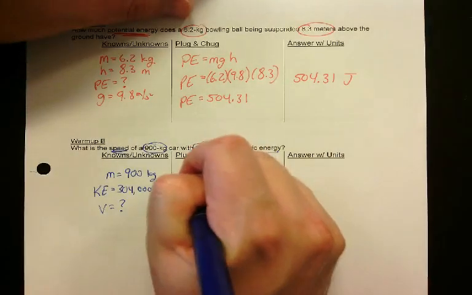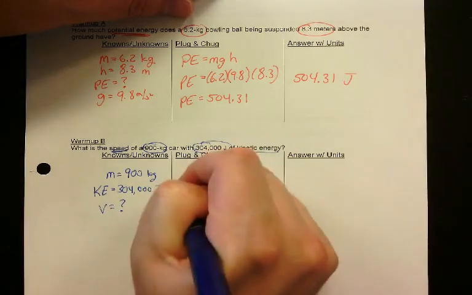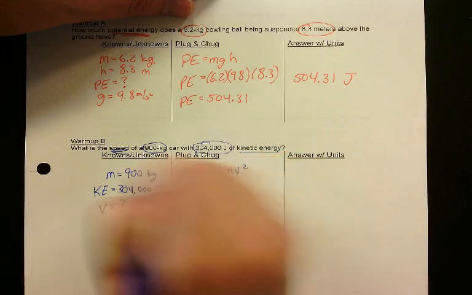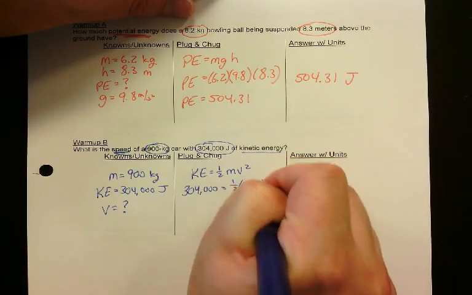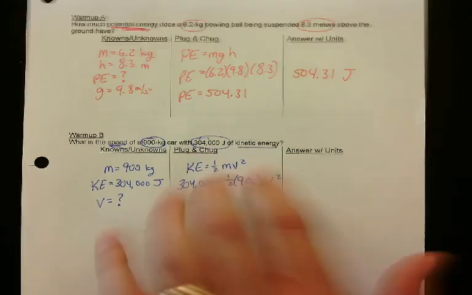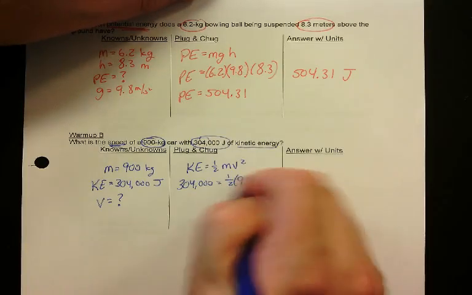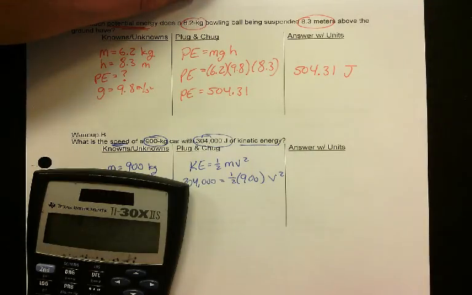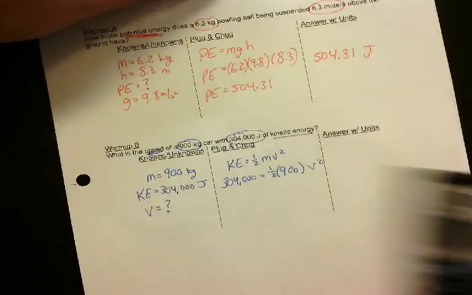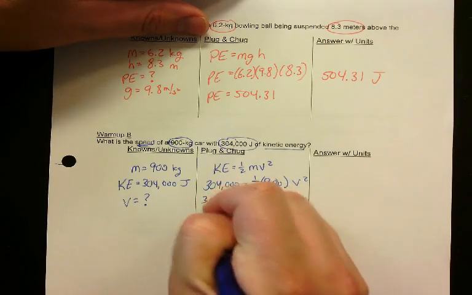So I'm going to write that down here. KE equals 1/2 mv squared. Then I'm going to plug in my numbers. 304,000 equals 1/2 times 900 times v squared. Now this is just a little bit different because I'm going to have to do a little bit of algebra. So what I'm going to do first, I'm going to take my half of 900. So half of 900, remember in a calculator, half is 0.5. So 0.5 times 900 is 450. 450 v squared is 304,000.